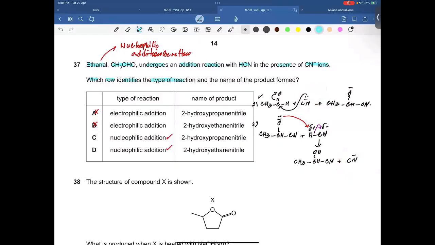What is the name of this compound? Basically, this is the longest carbon chain. So we have 3 carbon atoms in the longest chain, which is why it is called propanenitrile. This is ethanenitrile, which is not possible, and therefore C is going to be the right answer. Let me give you one more hint. This is the first carbon atom, this is the second carbon atom, this is the third carbon atom. So we have the OH group on the second carbon atom, so the name of the compound would be 2-hydroxypropanenitrile. So 2-hydroxypropanenitrile is given here, and therefore C is going to be the correct answer.